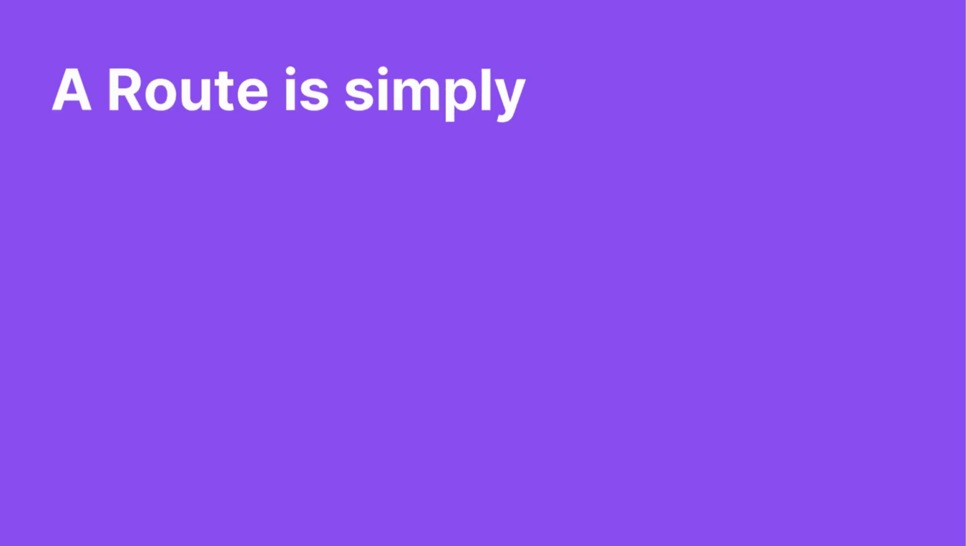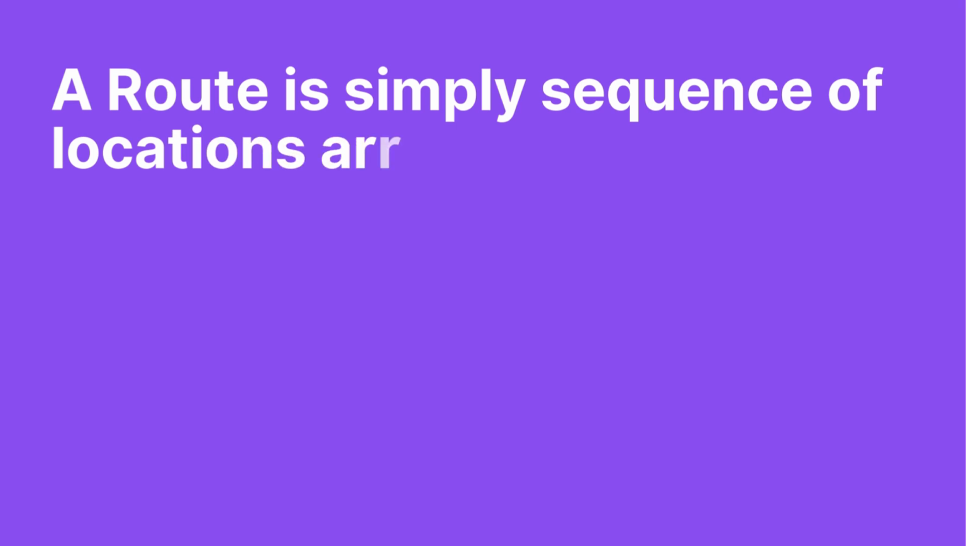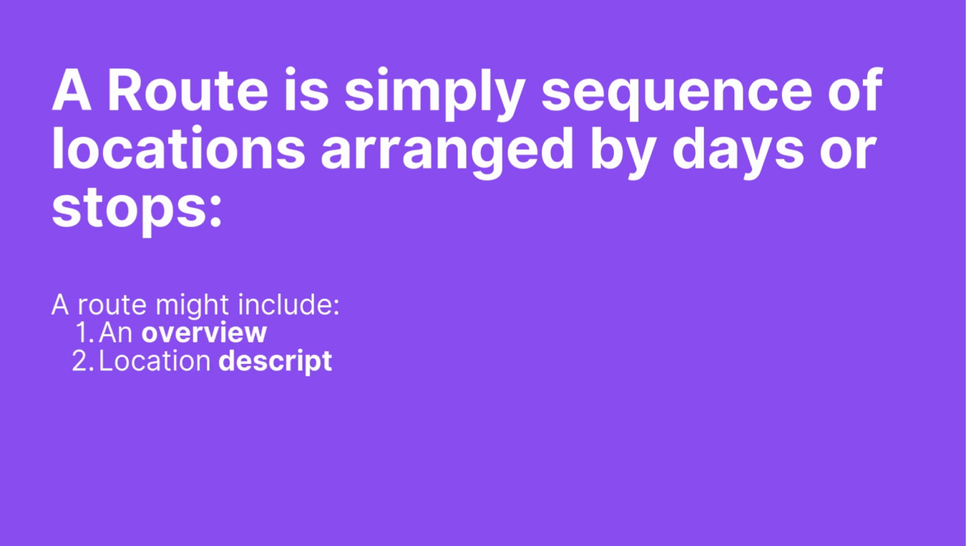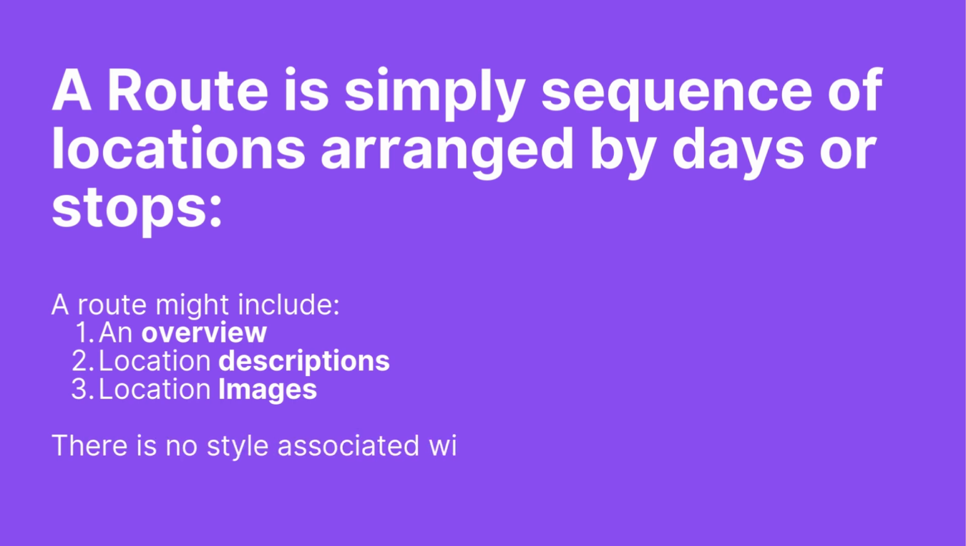A route is simply a sequence of locations arranged by days or stops. A route might include an overview, location descriptions, and location images. There is no style associated with a route, it is purely the raw data.